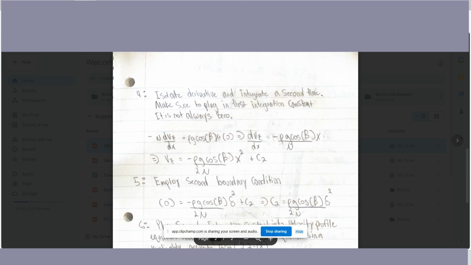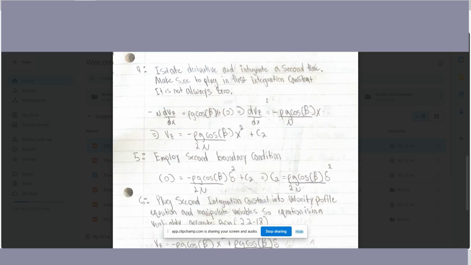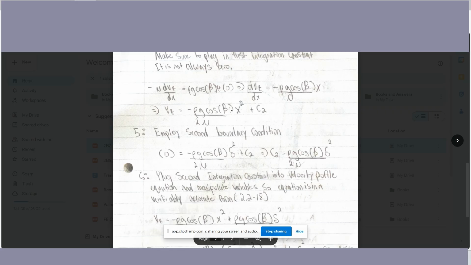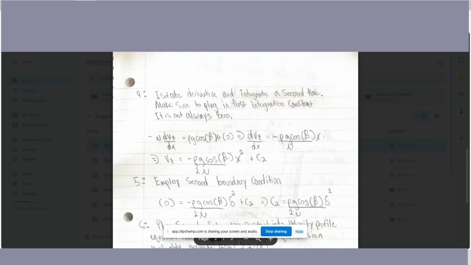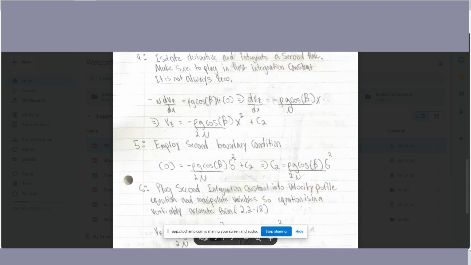All right, so now we're isolating the derivative so we can integrate again. Just dividing the viscosity and the negative sign over, and we get that on the right here. And separate and integrate again. Obviously, we get the C2. So now you got to use the second boundary condition, which is the velocity is 0 at x equals sigma. So just plug that in.